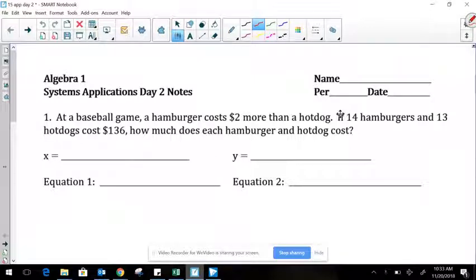Hi there. Today we are going to solve word problems, and this is the second day we're doing them. So these formats are a little bit different than yesterday. Okay, so we are starting off with number 1 here.